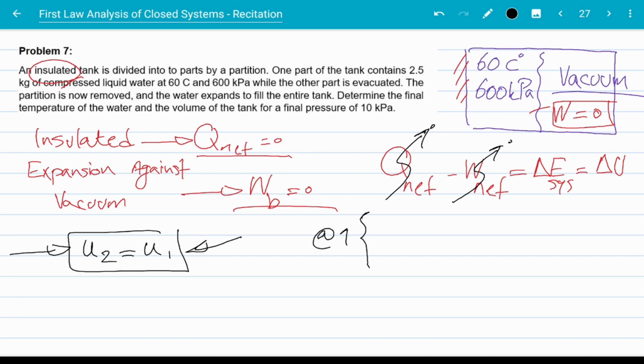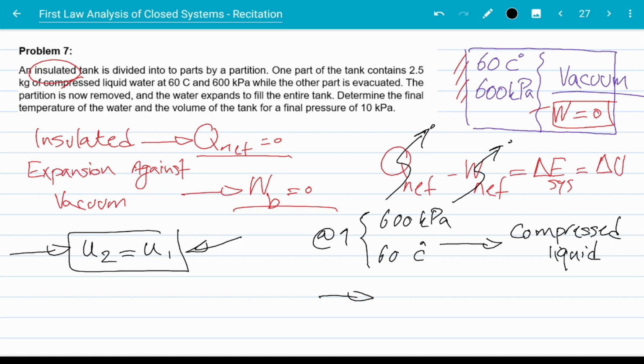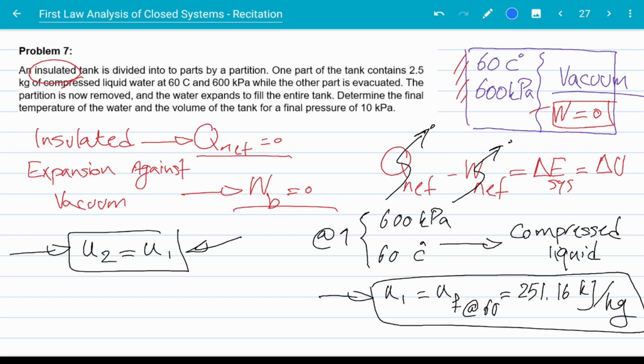At state 1, we have 600 kilopascals and 60 degrees Celsius. Now, if we check the tables, we get that we are in the compressed liquid state, because our temperature, 60 degrees, is way smaller than the saturation temperature at 600 kilopascals. Now, use the newly found information to find the internal energy at the initial state, which is equal to the saturated liquid internal energy at the temperature of 60 degrees, which, if we check the tables, is 251.16 kilojoules per kilogram. So if I plug in U1 here, I get that U2 is 251.16 kilojoules per kilogram as well.